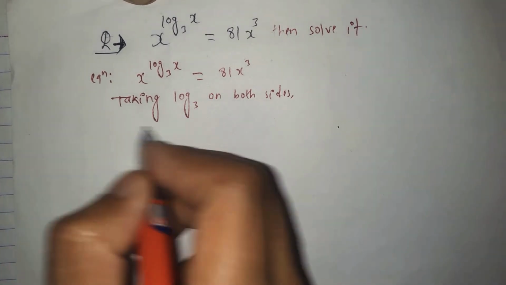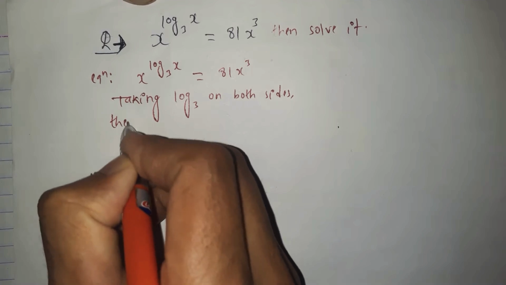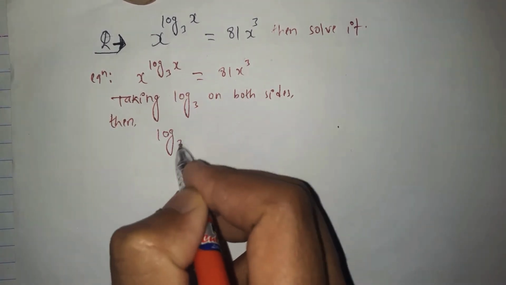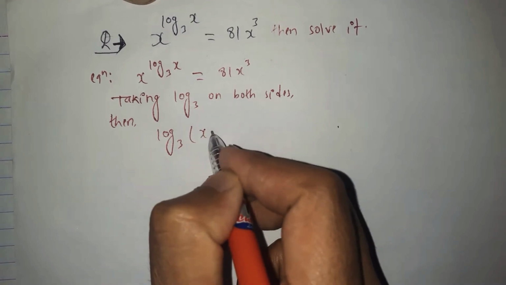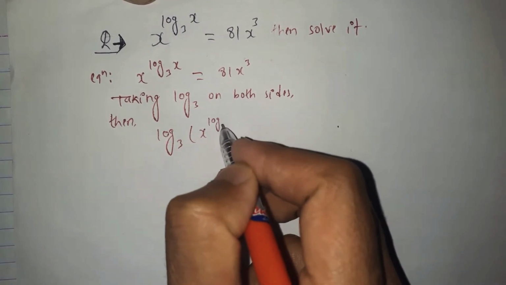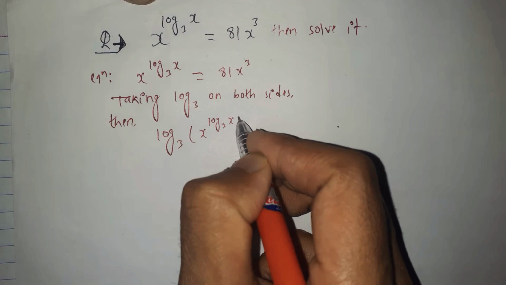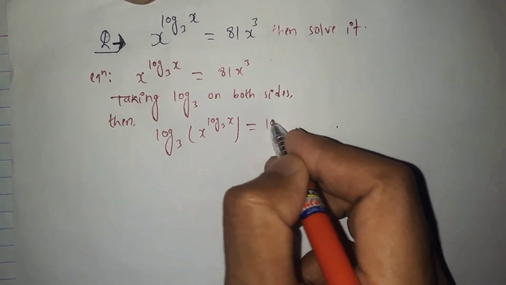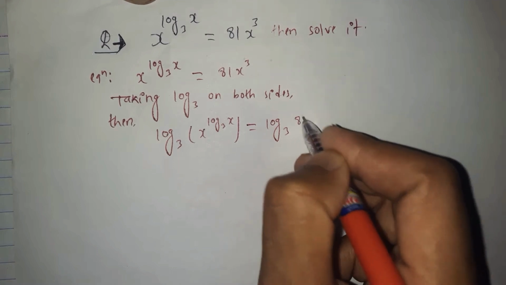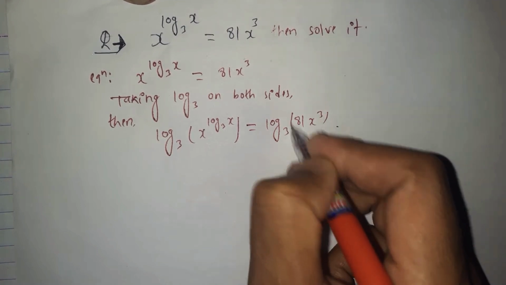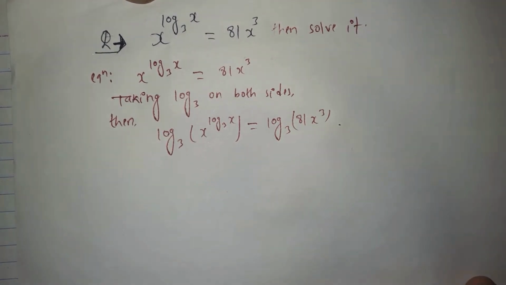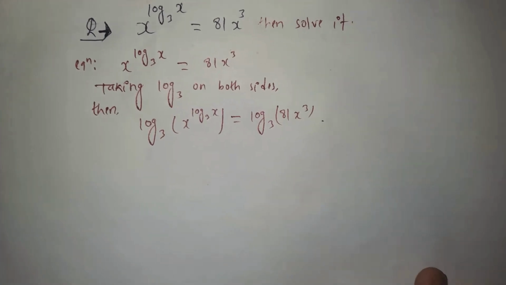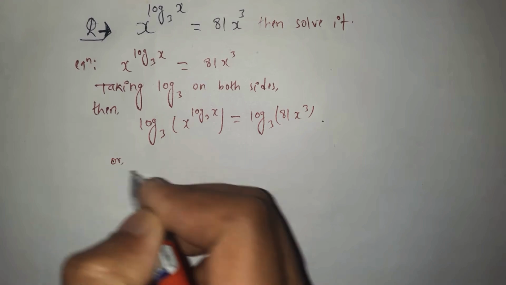Then our equation will be log with base 3 of the argument x to the power log with base 3 of x is equal to log with base 3 of 81 x cube. Here we just take the logarithm with base 3 on both sides of these equations. Or this can be further written.